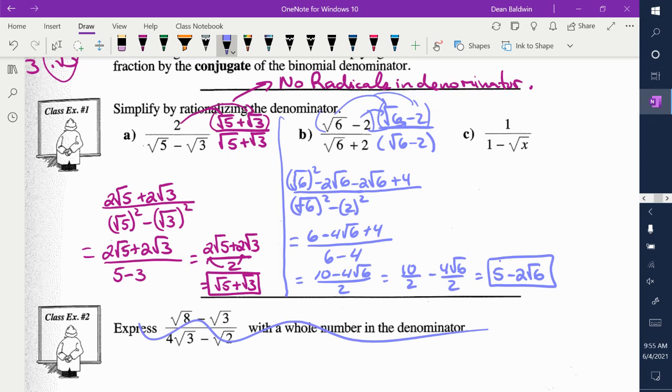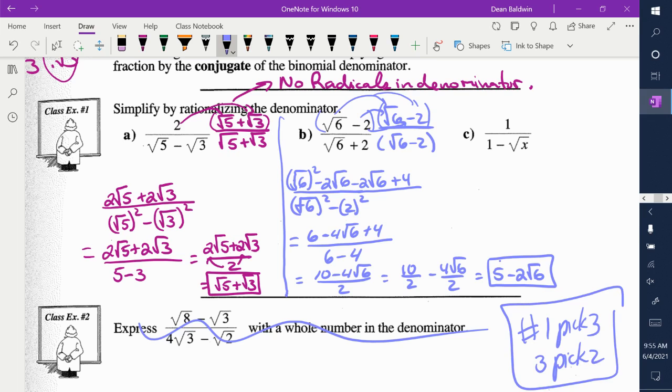We're not going to do this one. All right, so just multiply by the conjugate. FOIL it out if you need to. Combine your like terms. Divide off the fraction. All I want you to do is number 1, pick 3. Number 3, pick 2. You do whatever you want.